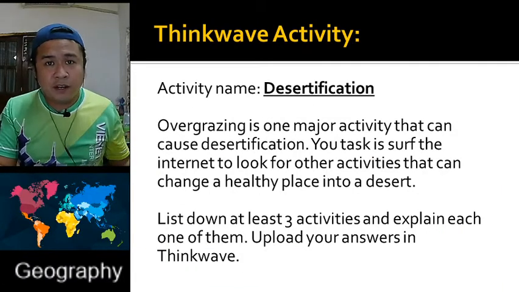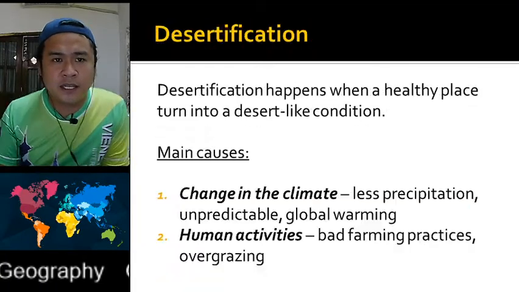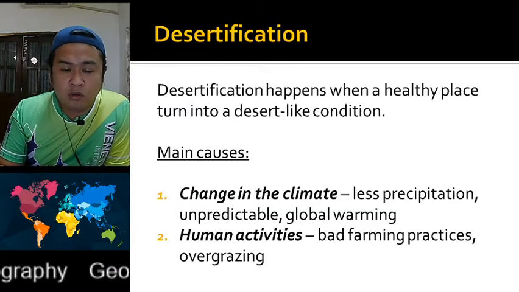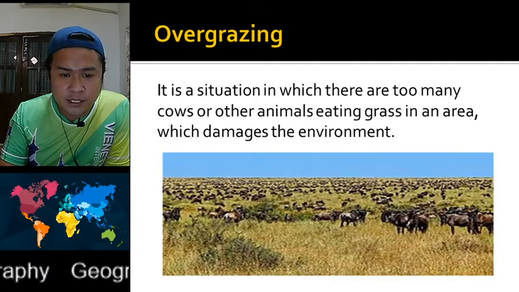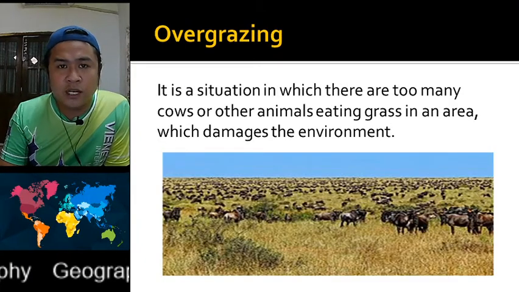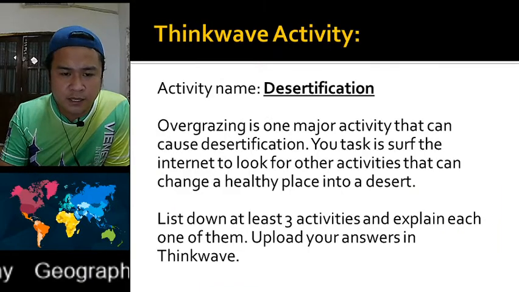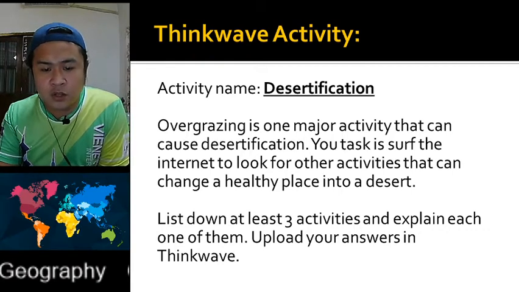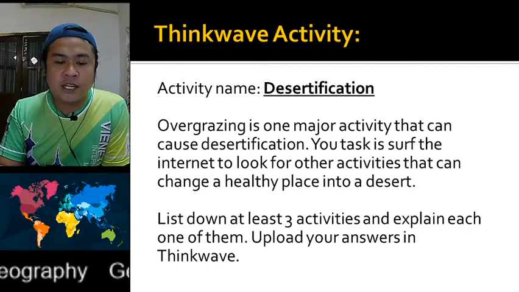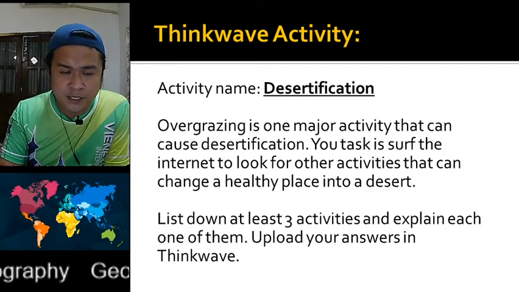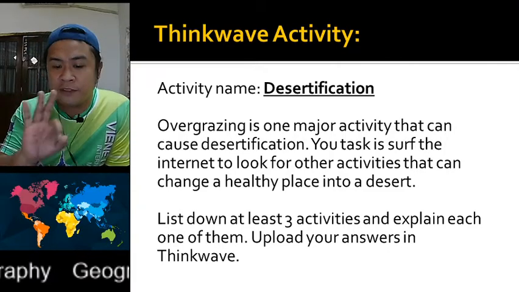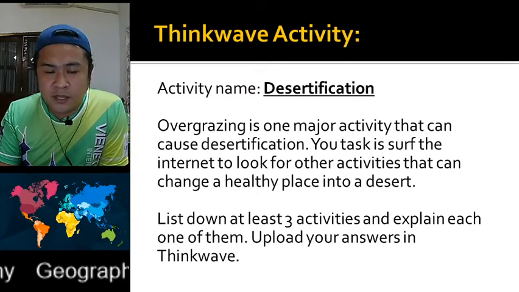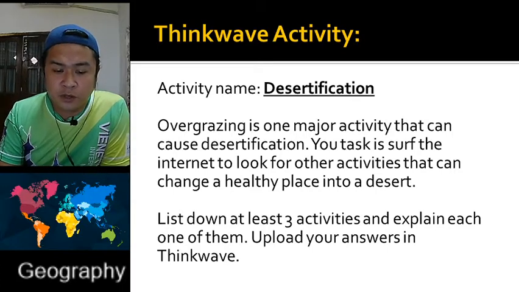So it's a very quick lesson for everyone. Desertification, again, is a process wherein a once healthy land becomes a desert. So please take note of the causes of this. However, I'd like you to study more about other reasons for desertification, surf the internet, and look for other activities that can change a healthy place into a desert. I only want 3 of these activities, explain a little bit of each one, and then upload your answers in ThinkWave.